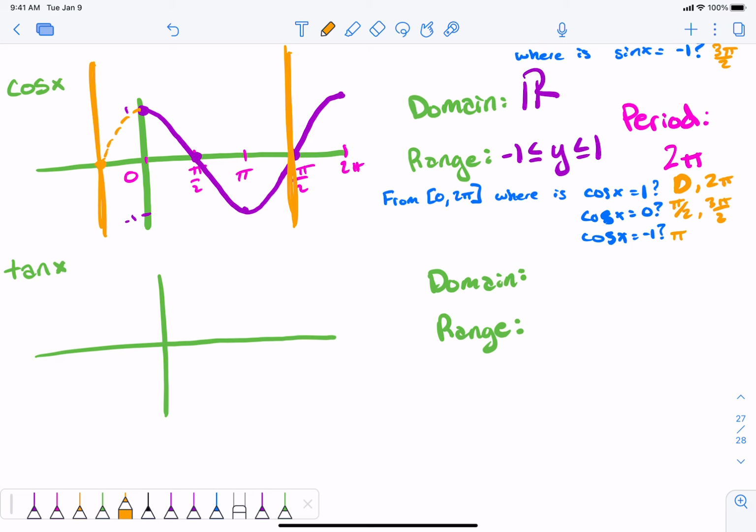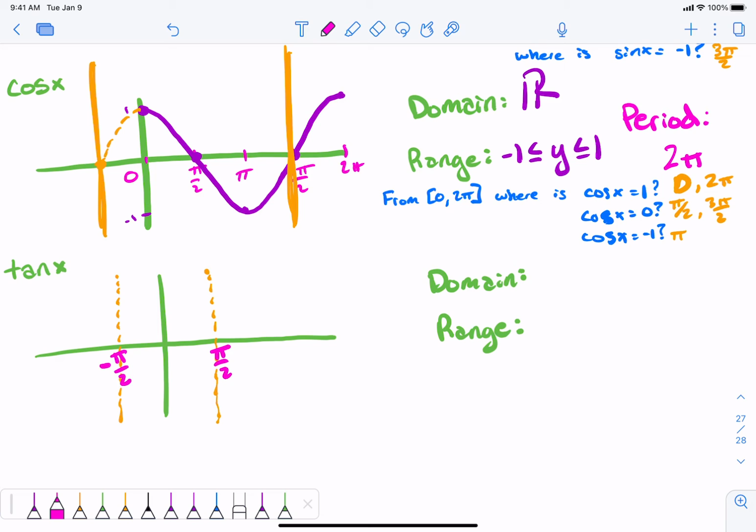So I want you to put a vertical asymptote like here, and I want you to put a vertical asymptote at the same spot on the other side. Those are my vertical asymptotes. They are straight up and down, there and there. And those two places are located at pi over 2 and negative pi over 2.